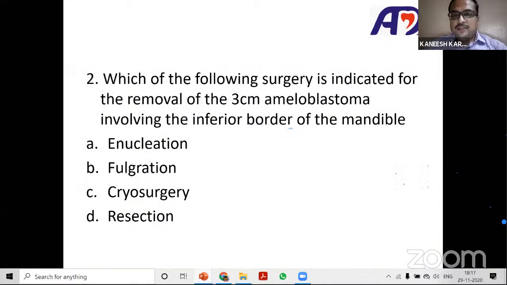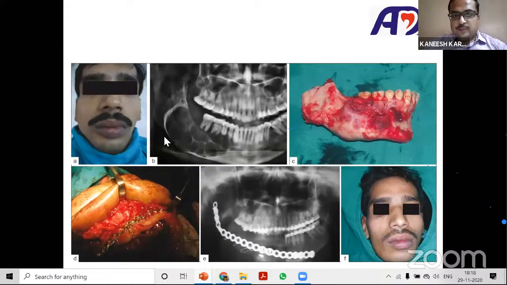Which of the following surgery is indicated for the removal of 3 centimeter ameloblastoma involving the inferior border of the mandible? Yes, the answer is resection. If it is a tumor, you cannot enucleate or do anything else. It has to be resected, especially when it is involving the inferior border of the mandible. See here, there's a huge ameloblastoma involving the inferior border of the mandible. So the entire mandible is resected on the side, including the condyles.